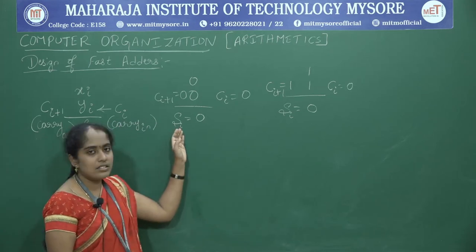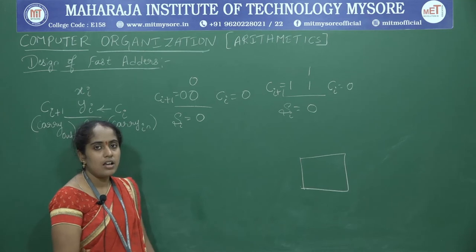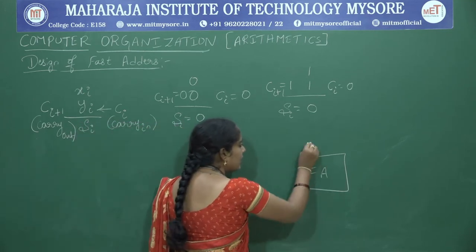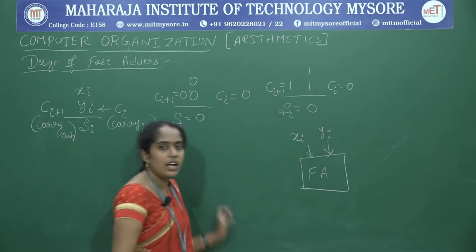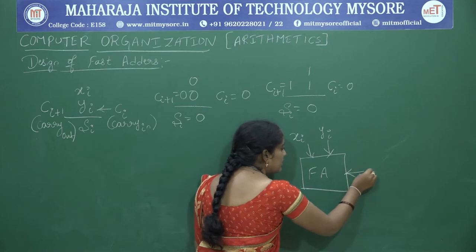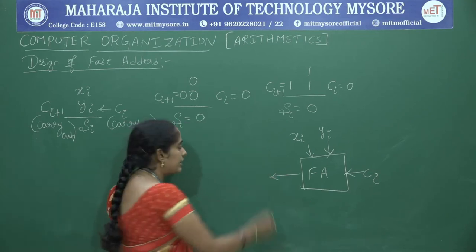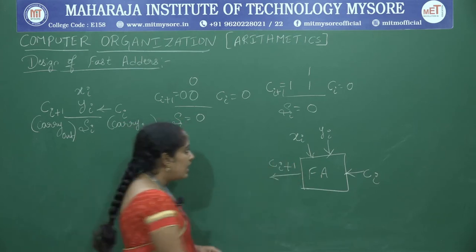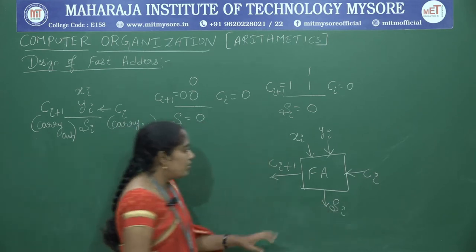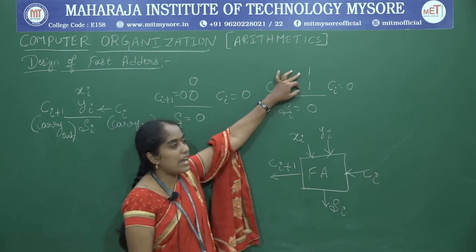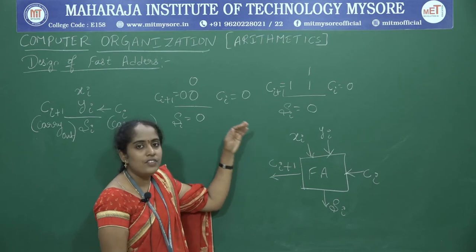You can write this in circuits, in the full adder block diagram. Here this is the full adder and we have two bits, xi and yi. Along with xi and yi, this is the ci value, the output or c out from this block is ci plus 1, and the sum of this block is si. This block is used only for 2-bit addition: 1 plus 1, 0 plus 1, 1 plus 0, and so on.